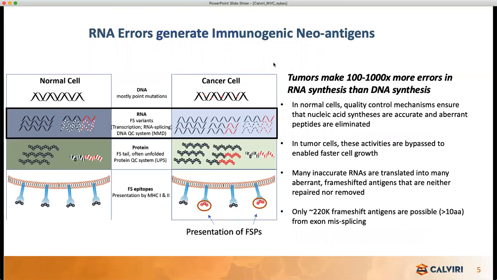So how do these RNA errors actually become immunogenic neoantigens? Here's a comparison of a normal cell to a cancer cell. They're both making DNA and RNA mistakes, but the cancer cell makes more of them. They both have a QC system, but the cancer cell is overwhelmed. Not all of them are degraded. They both have a protein unfolded response system, but the cancer cell is overwhelmed, so not all of these are degraded like they are in the normal cell, and they end up on the surface of MHC1 and MHC2.